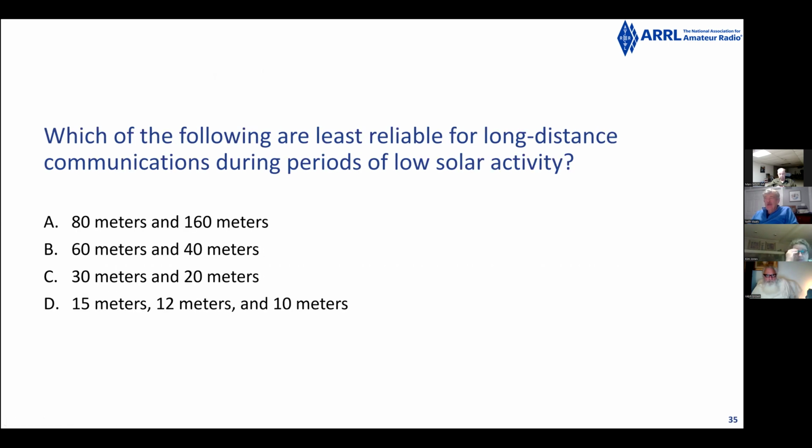Which of the following are least reliable for long distance communications during periods of low solar activity? A, 80 and 160 meters, B, 60 and 40, C, 30 and 20, or D, 15, 12, and 10 meters? Long distance, low solar activity. Anyone? D. That's right. D, the highest frequency bands or shortest wavelength bands.